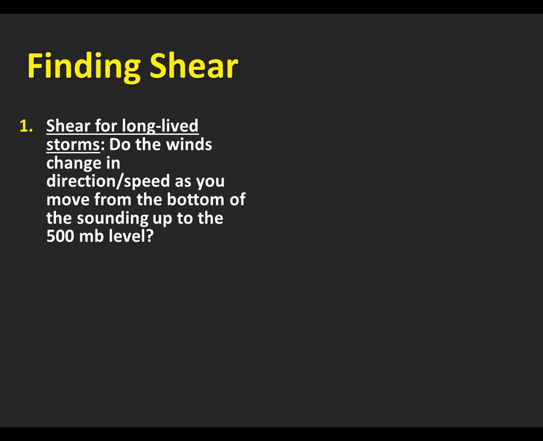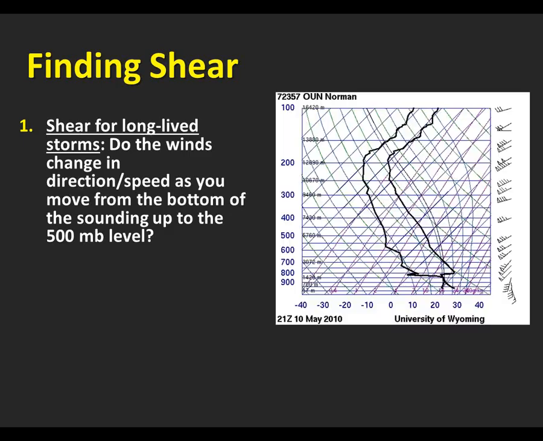Okay, so how do we find shear? Do the winds change in speed and direction as you move from the bottom of the sounding up to around 500 millibars, or the mid to upper levels of the atmosphere? Looking at this sounding here, you can see near the surface we have southeast winds, and as we go up, we have west-southwest winds increasing with speed. Very strong west-southwest winds there. So yes, we have the deep shear there from the surface up to about 500 millibars.